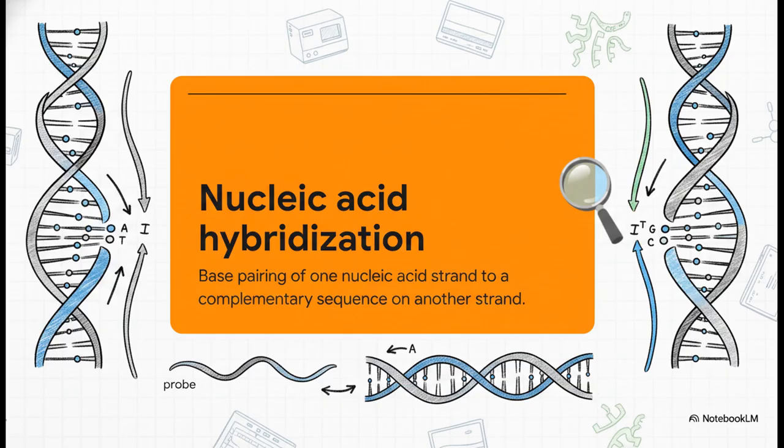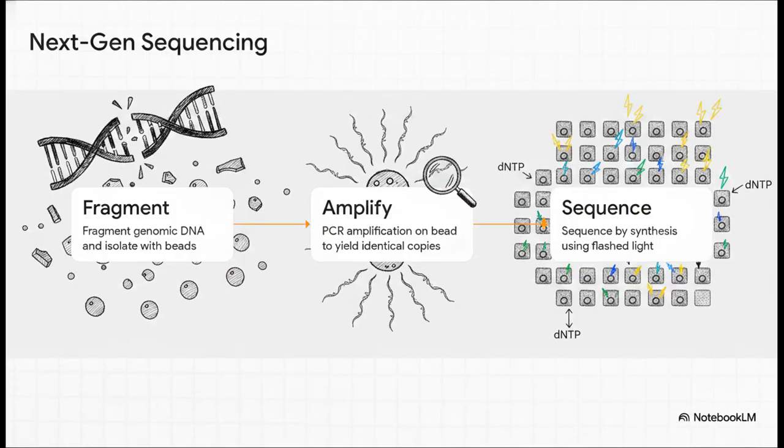Adenine binds to thymine, guanine binds to cytosine. By engineering a known single-stranded nucleic acid probe, we can basically fish out its exact complement from a vast genomic ocean. It's elegant, it's highly specific, and as we'll see, it is the absolute engine behind sequencing, PCR, and even CRISPR. So how do we scale that up?